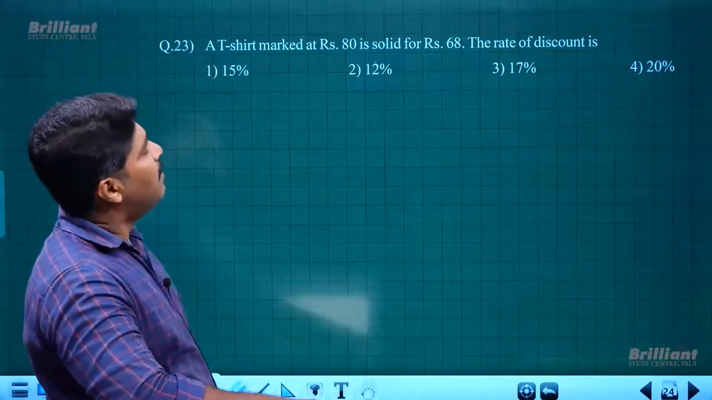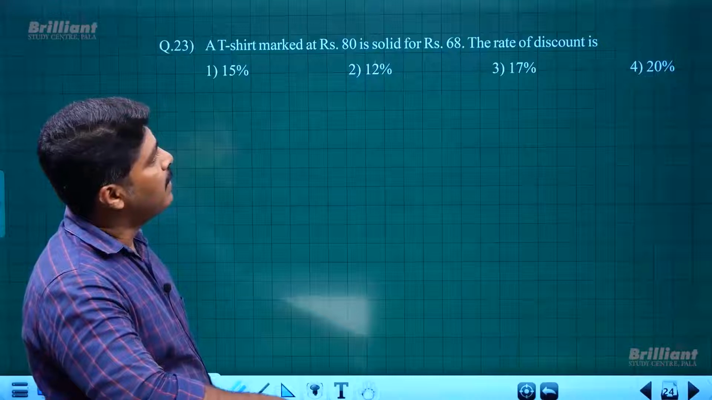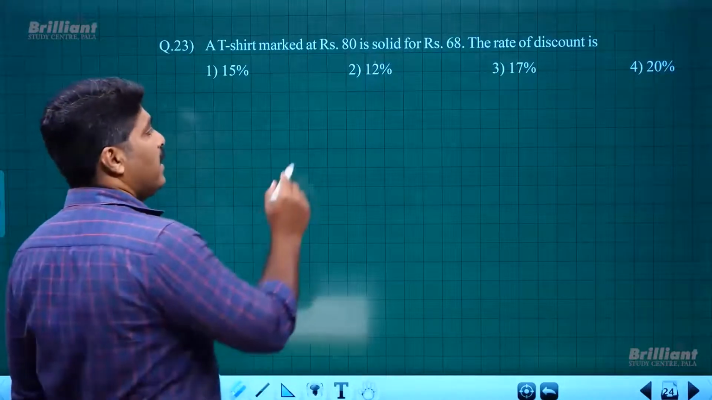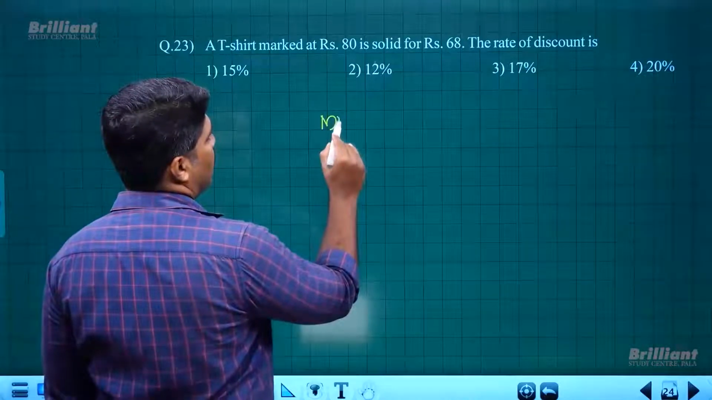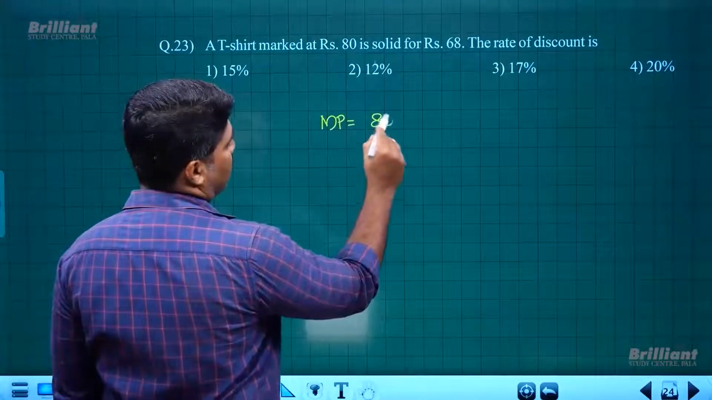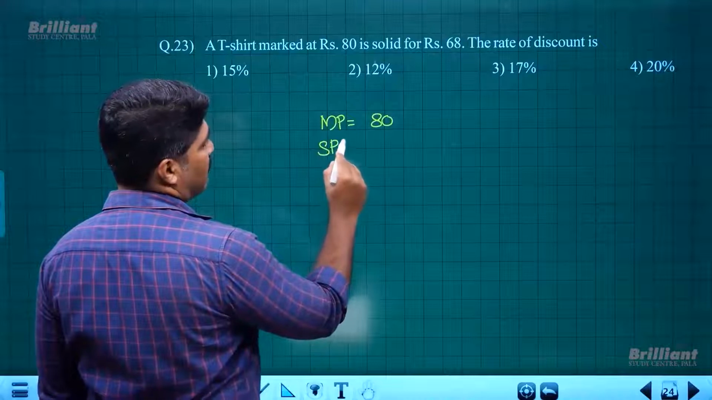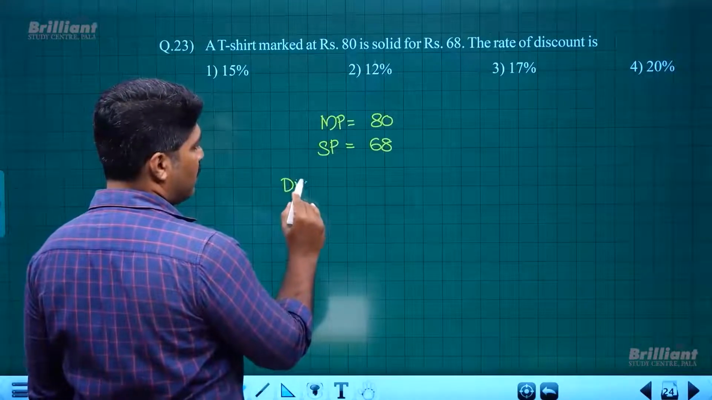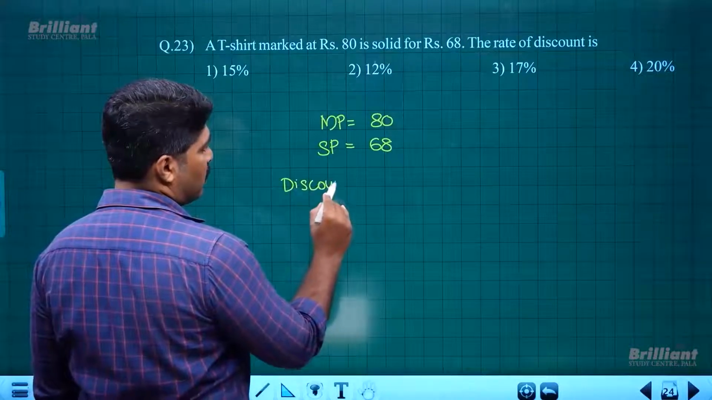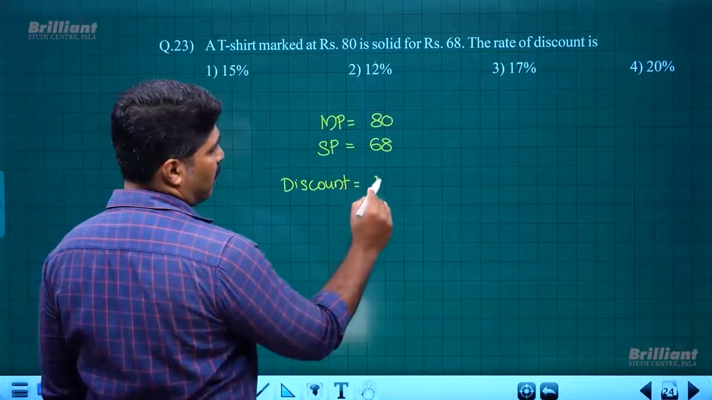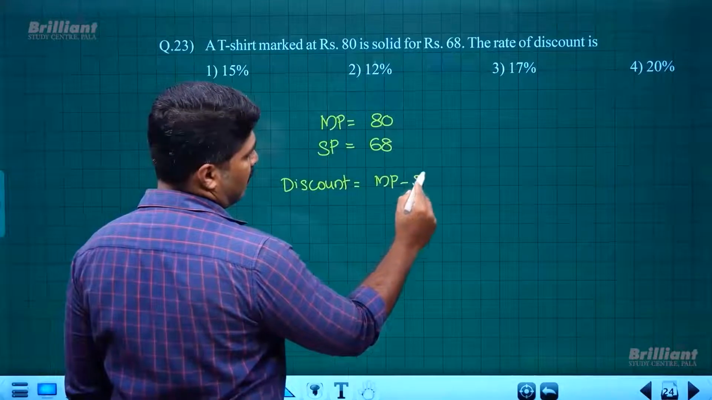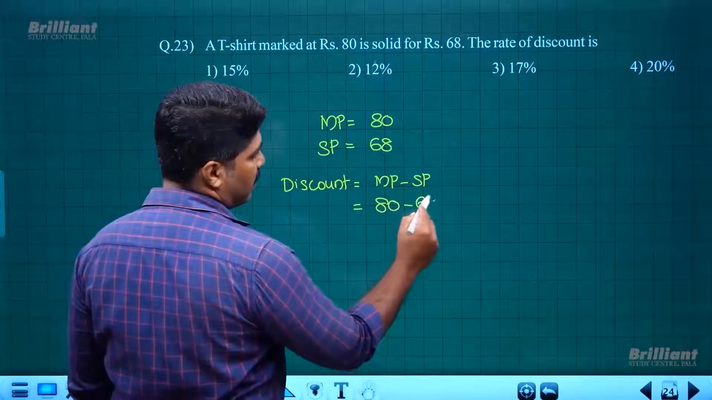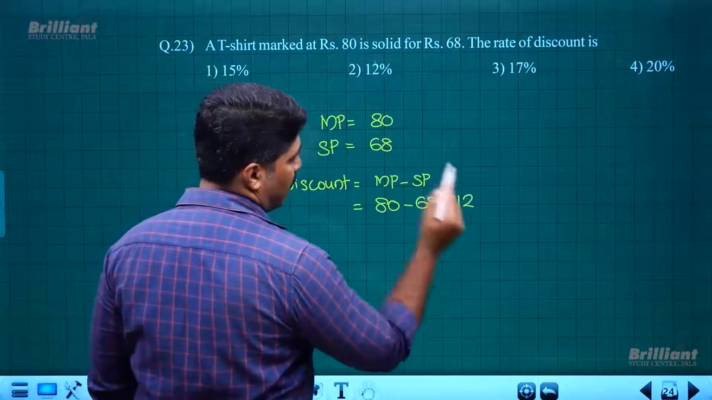A t-shirt marked rupees 80 is sold for rupees 68. What is the rate of discount? Here the marked price is rupees 80 and the selling price is rupees 68. So what is the discount here? Discount is nothing but marked price minus selling price. As per the given values, this is 80 minus 68, which is equal to rupees 12.